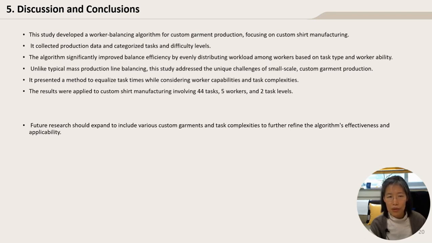Unlike typical mass production line balancing, this study addressed the unique challenges of small-scale custom garment production. It presented a method to equalize task times while considering worker capabilities and task complexities. The results were applied to custom shirt manufacturing involving 44 tasks, 5 workers, and 2 task levels. Further research should expand to include various custom garments and task complexities to further refine the algorithm's effectiveness and applicability.